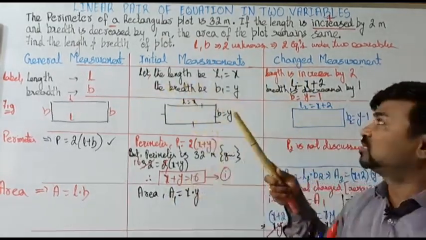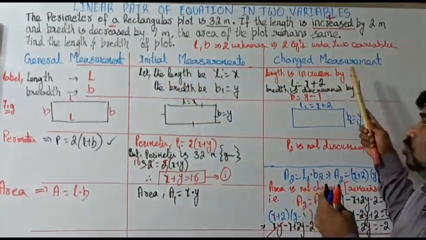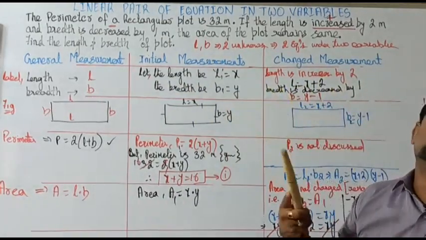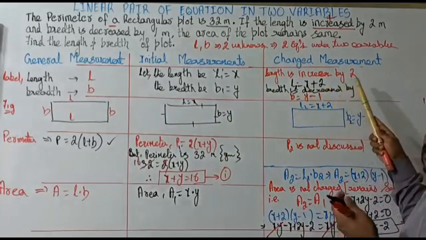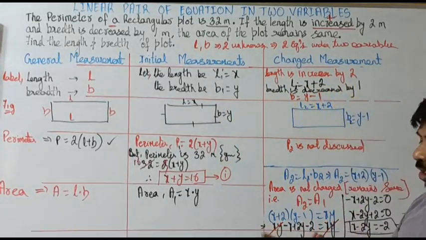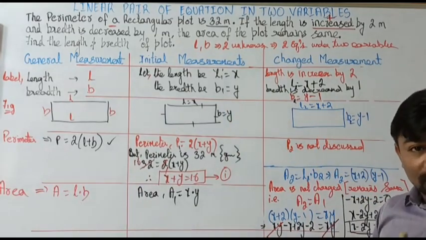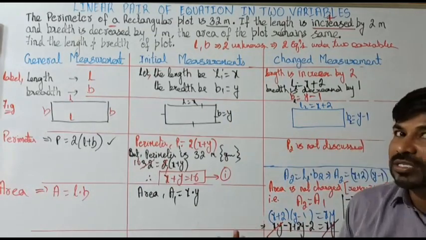The changed measurements. Right. Length is increased by 2. That is, L2 is equal to x plus 2. Y plus, increased means plus. Right. Breadth is decreased by 1. Therefore, B2 is equal to y minus 1. You can call it B2. Now, draw the figure again. Right. Now, no need to write this. Why? Because we didn't discuss it.